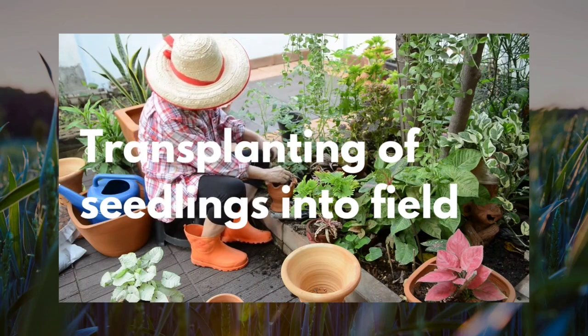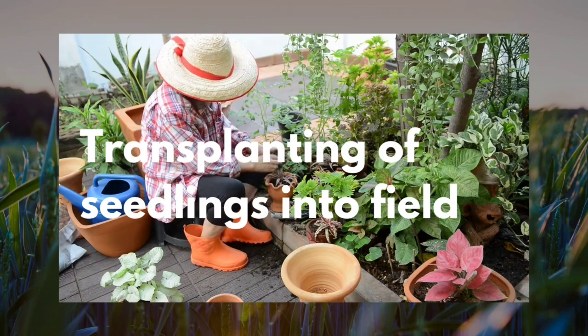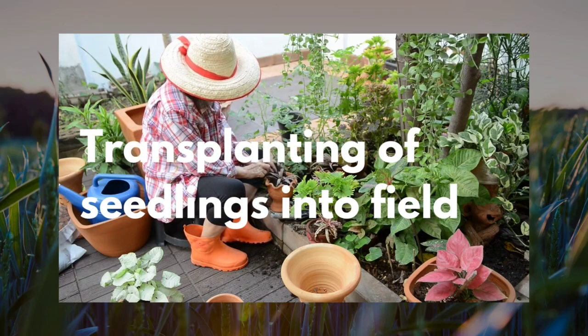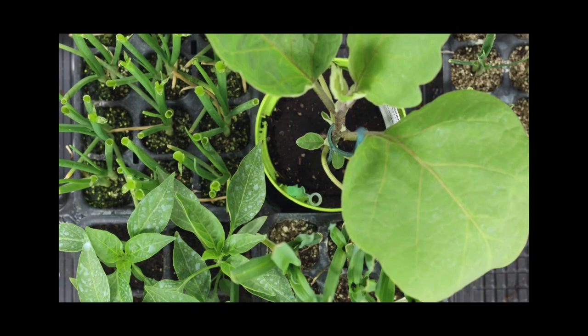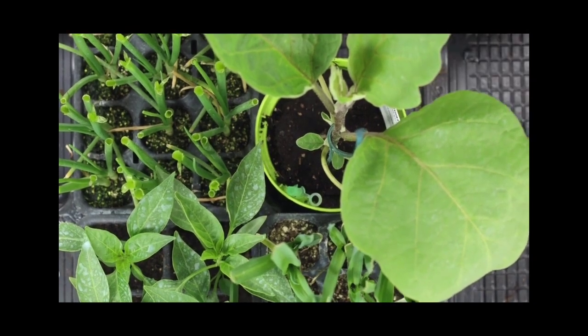Now, like I said before, transplanting to the field always takes place between April and June, and the cocoa seedlings are transplanted into the field as from April during the rainy season.